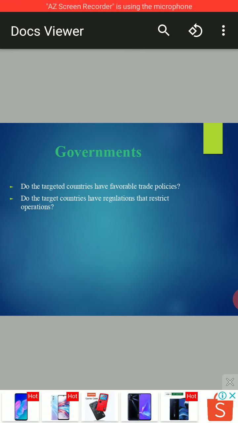Other than that, import tariffs, quotas, and local subsidies are examples of trade restrictions, as opposed to reducing trade barriers among the members. And then the second question, does the target country have regulations that restrict operation? So restrictions also happen on foreign ownership, advertising, and promotional content. This presents more barriers for the MNCs.